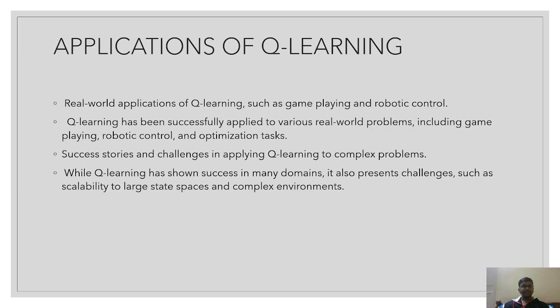Application of Q learning. Real world applications of Q learning, such as game playing and robotic control. Q learning has been successfully applied in various real world problems, including game playing, robotic control, and optimizing tasks. Success stories and challenges in applying Q learning to complex problems. While Q learning has shown success in many domains, it also presents challenges such as scalability to large state spaces and complex environments.